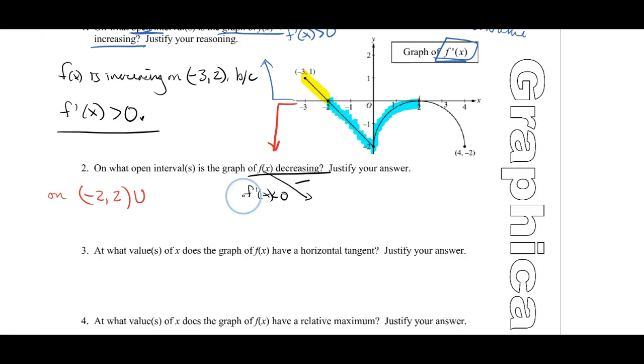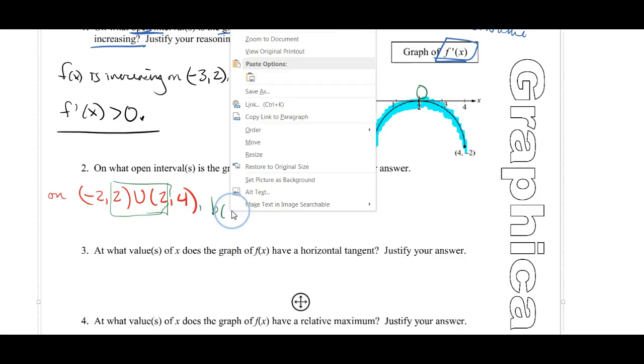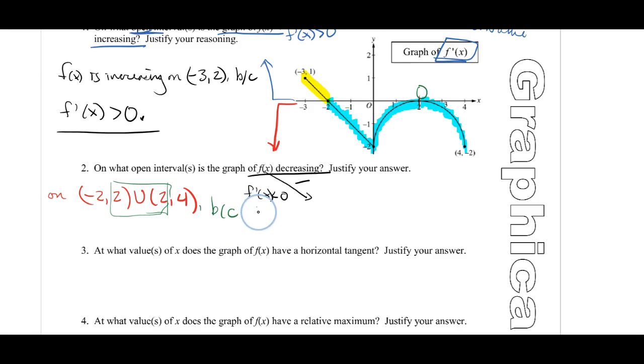And then I can add the next portion. I'm below the x-axis again on the other side from 2 until 4. So I have two separate intervals here. I'm excluding the point 2 because at 2 the derivative isn't negative, the derivative is 0. 0 is neither positive nor negative. So where is this decreasing? On -2 to 2 and 2 to 4, because the derivative is less than 0.